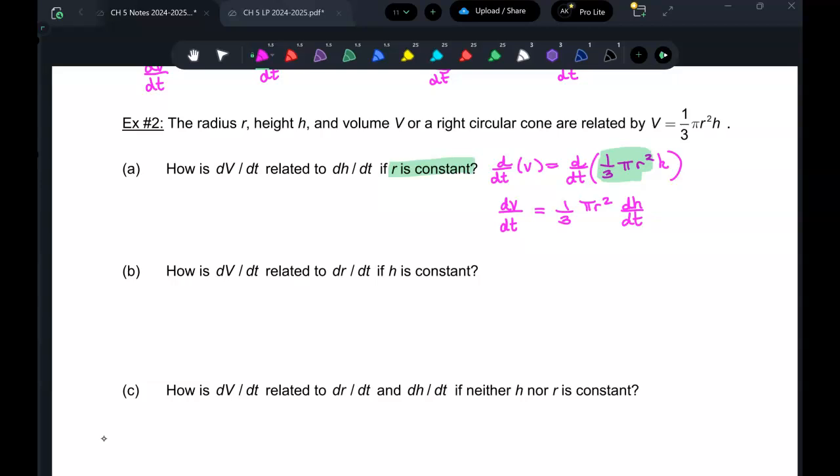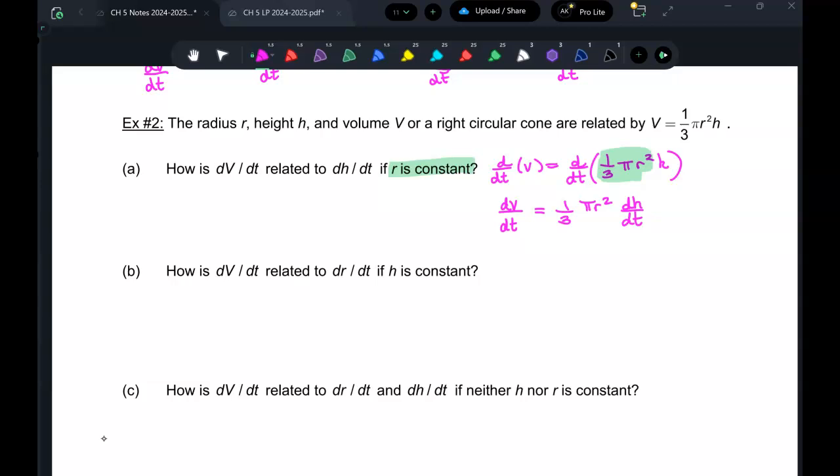Listen, r squared is a constant. So if r squared is a constant, that makes 1/3 pi r squared one whole big coefficient.